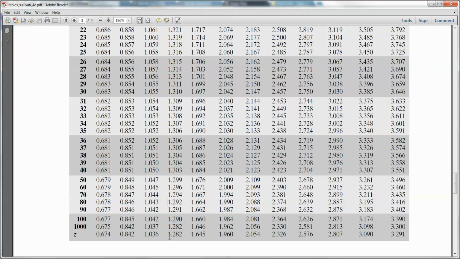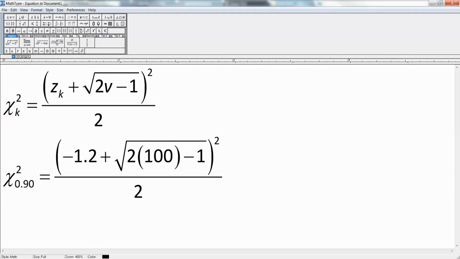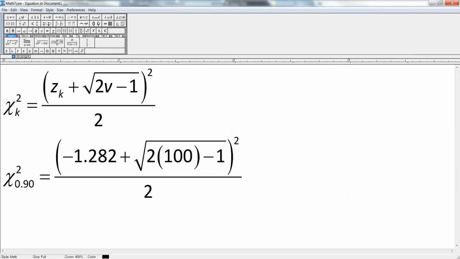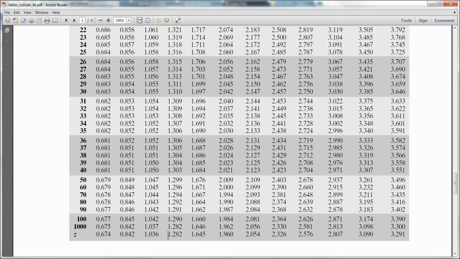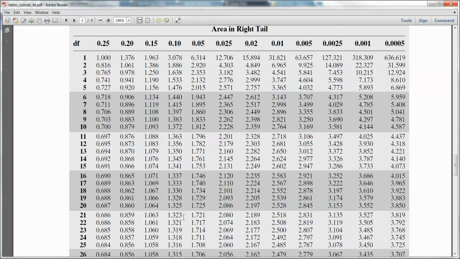Oh, I'm an idiot. Sorry, it was a z, right? It was a z. Hold on. It's not the t value. It's the z value because it wanted the z that went with that. And of course, z doesn't require degrees of freedom at all.